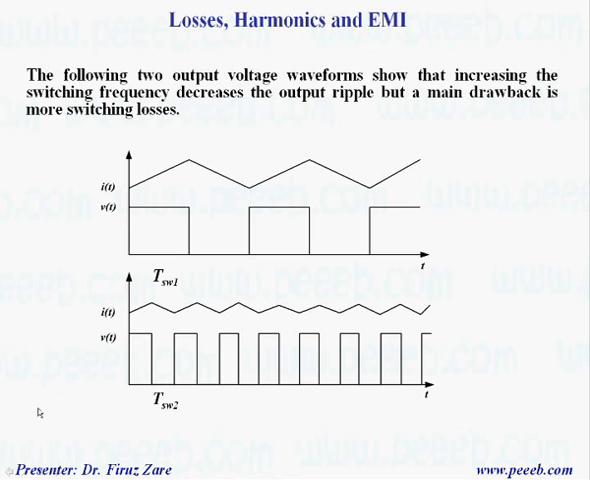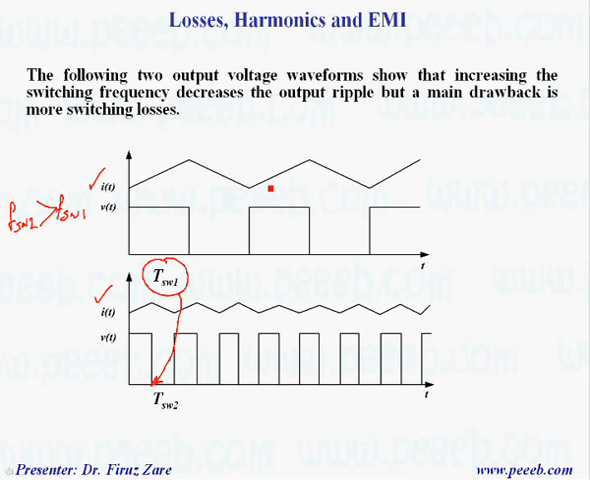In order to see the effects of the switching frequency on output voltage, we can see these two voltage waveforms. For example, in this case, the switching frequency is FSW1, and this switching cycle is greater than this switching cycle. That means FSW1 is less than FSW2. So this current waveform, or this circuit, has higher switching frequency than this circuit.